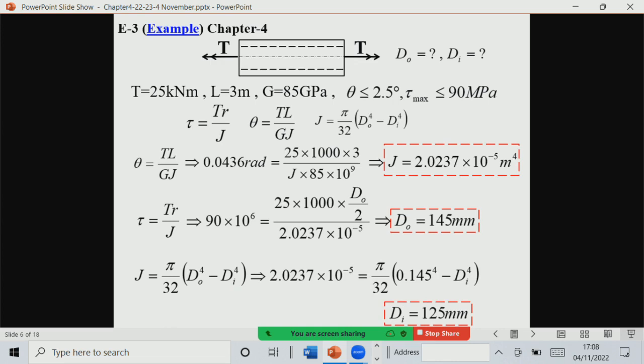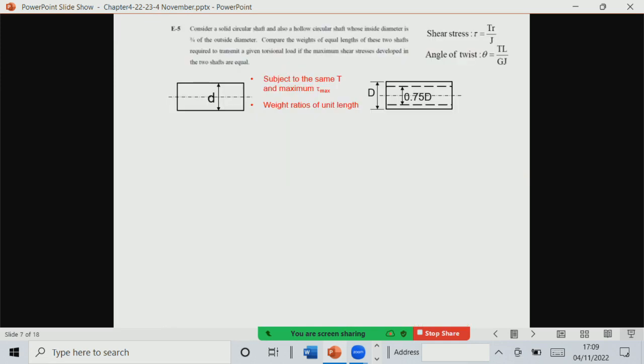Any question in relation to this example? So questions 1, 2, 3, 4, and 5 are very, very similar. They have the same theme. So I'll go through the next question for you, if there are no questions. Again, question number 5 is very, very similar to what we've done, as I said earlier, to questions 1, 2, 3, 4.